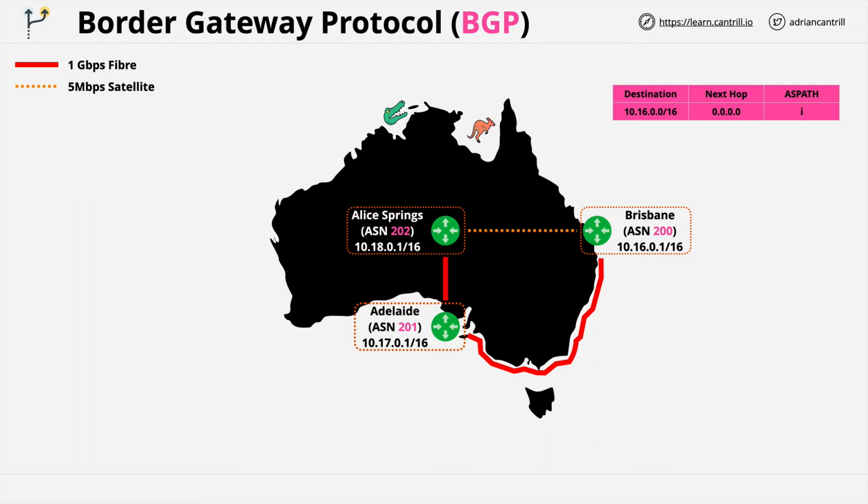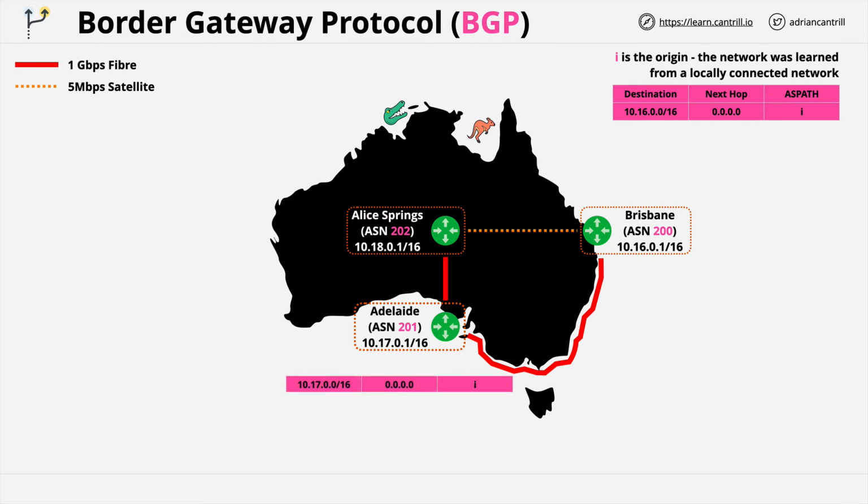And 0.0.0.0 in this case means that it's locally connected, and this is because it's the local network that exists in the Brisbane site. And then finally we have the AS path, which is the autonomous system path, and this shows the path or the way to get from one autonomous system to another. And the I in this case means that it's the origin, so it's this network. Now, the two other locations will have a similar route table at this stage.